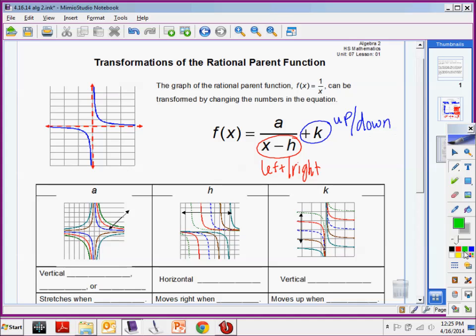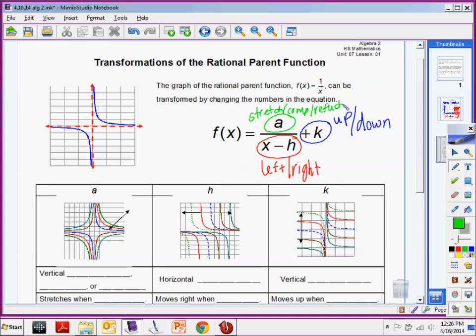And last but not least, what does a cause me to do? Shrink or compress or stretch. It causes me to stretch, compress, and one more thing. What's the math word for flip? Upside down. Reflect. Yeah, reflect.